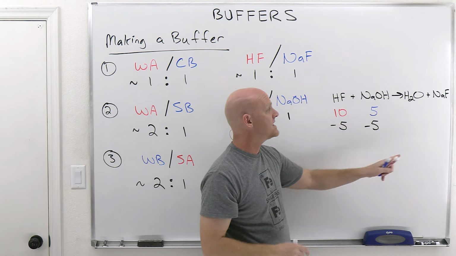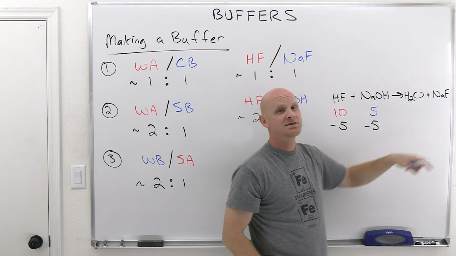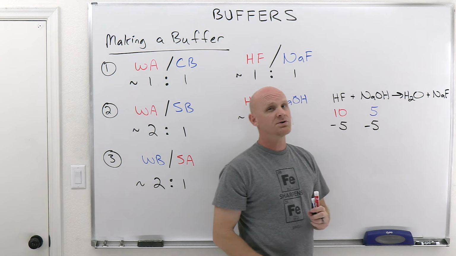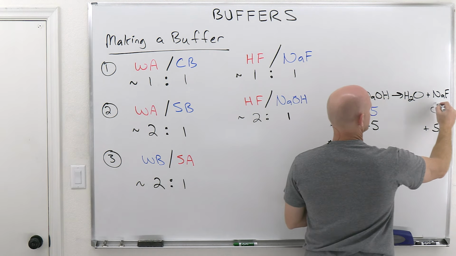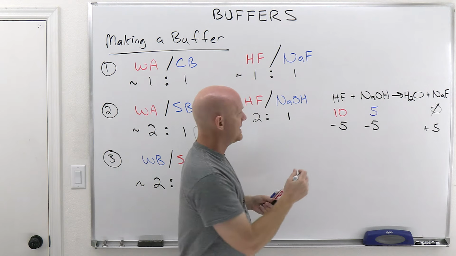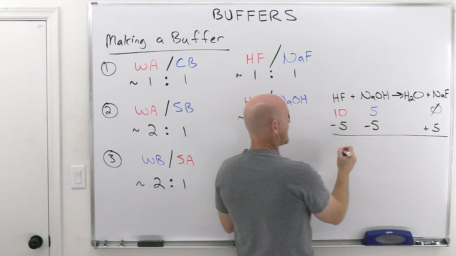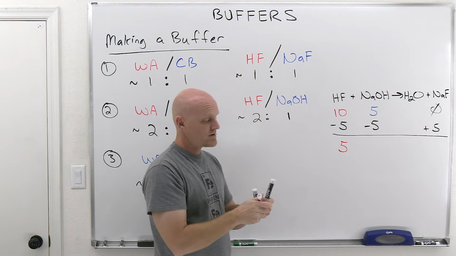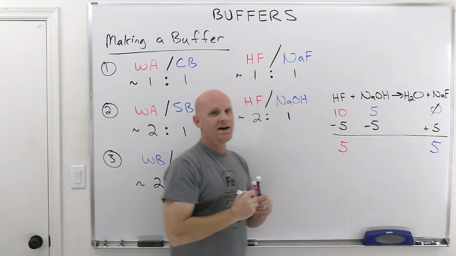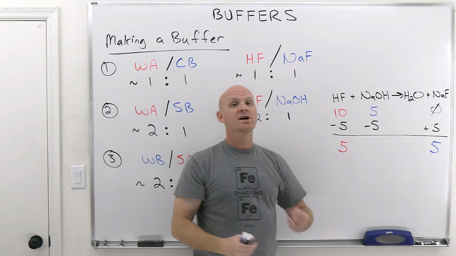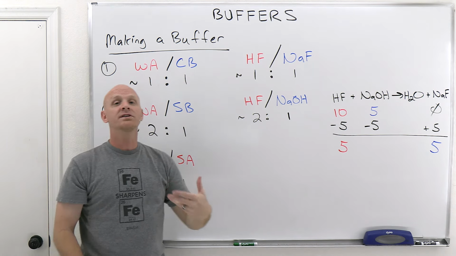When these react, they produce, we don't care about the water, the whole solution's full of water, it's an aqueous solution, but we produce in a 1-to-1 ratio sodium fluoride. Well, we didn't start with any sodium fluoride, but we're going to gain 5 moles. And so when this neutralization reaction is done, you're going to have 5 moles of HF left over, and you're now going to have formed 5 moles of the conjugate base NaF. And so a 5-to-5 ratio is a 1-to-1 ratio of weak acid to conjugate base, which again is fundamentally a buffer.